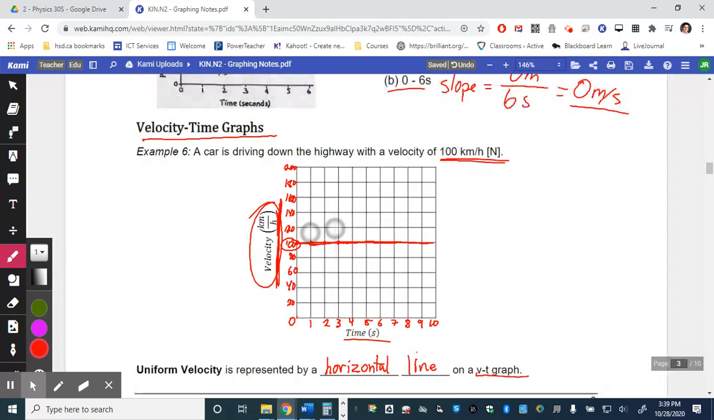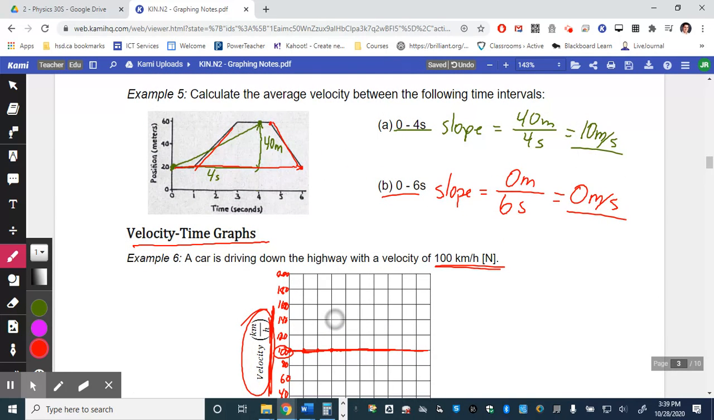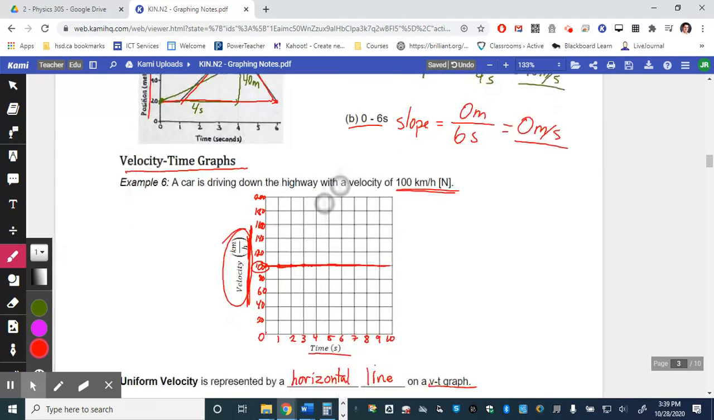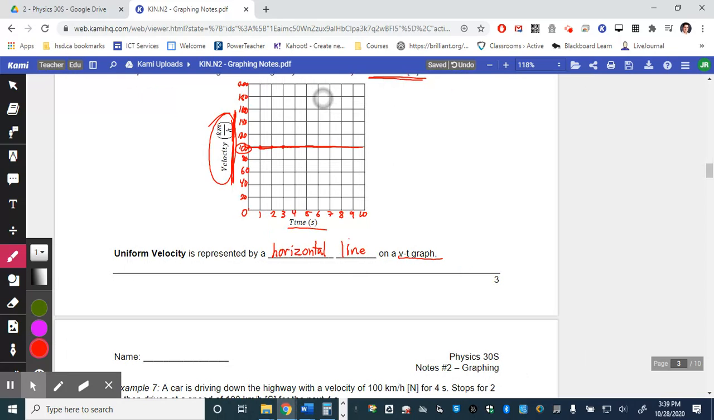Notice that now we've got two types of graphs. We've got velocity time graphs and position time graphs, and there's a big difference. So now we always have to check what type of graph we are working with. This is the velocity time graph because it says velocity on it.